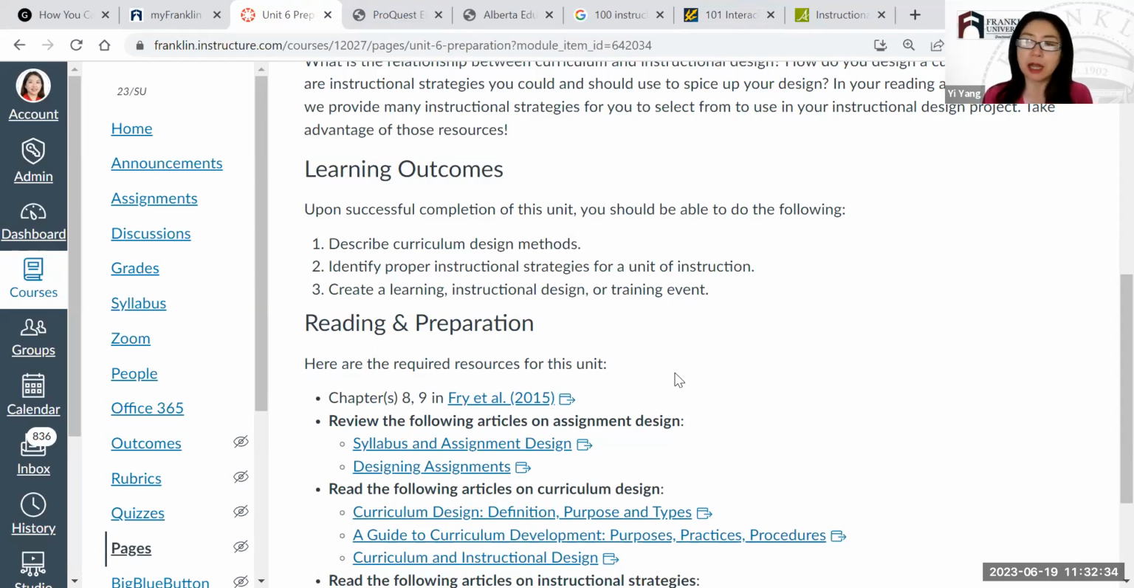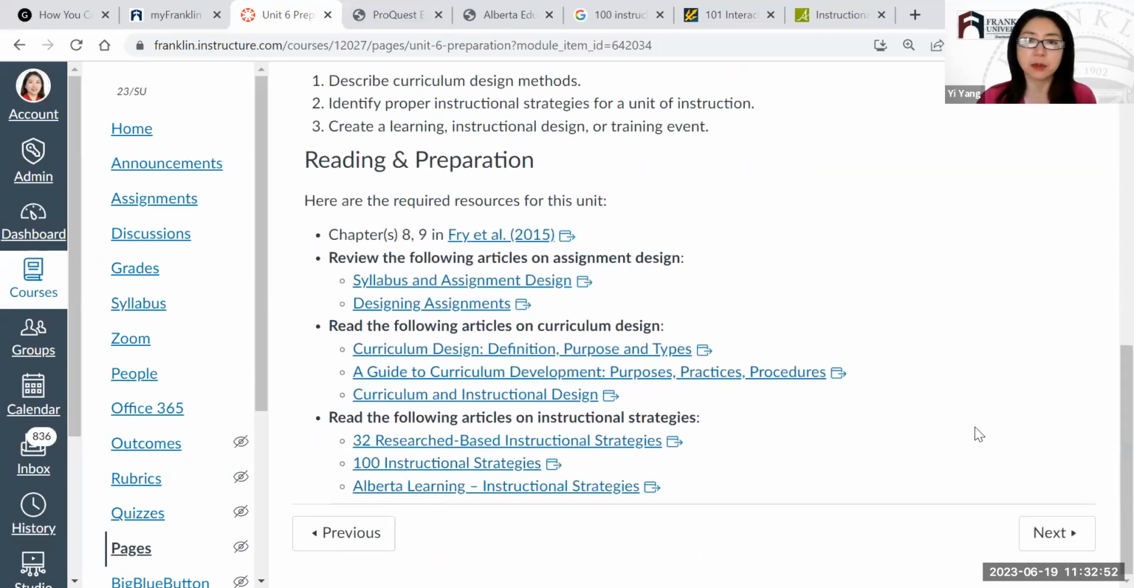As I mentioned in our last class, although this week's project is assignment development, you can definitely design an activity for your training. If you'll be conducting training, you can develop an activity that you may use in your training.